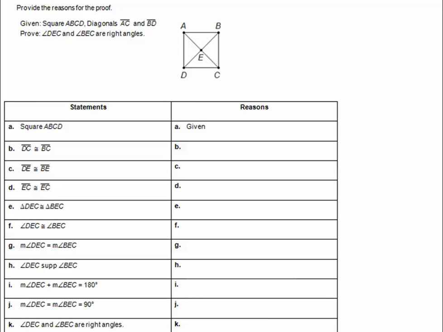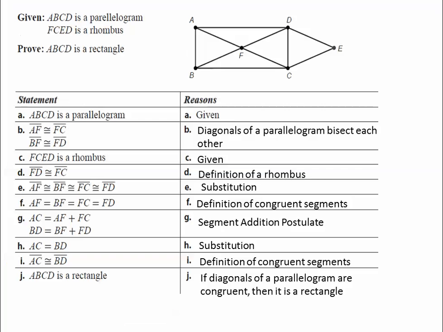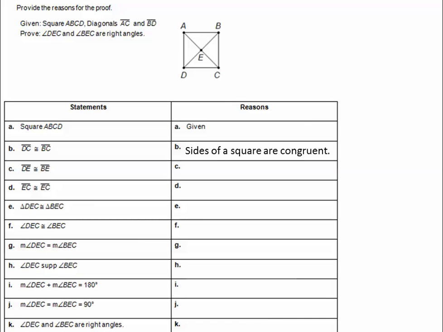Here are the reasons for the proof. A square, ABCD, diagonals AC and BD, angle DEC. You're proving that angles DEC and BEC are right angles. So you're given the statements. Well, I pushed the wrong button. So there's the reason for part B. This would be a good time to pause and work on C. Pause, work on D, and so on.